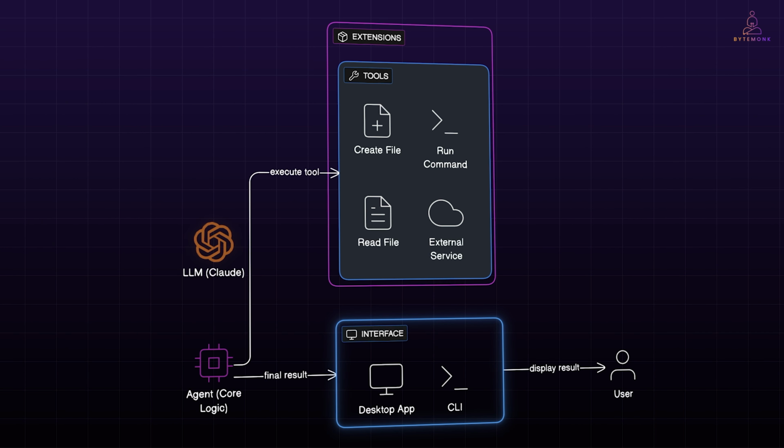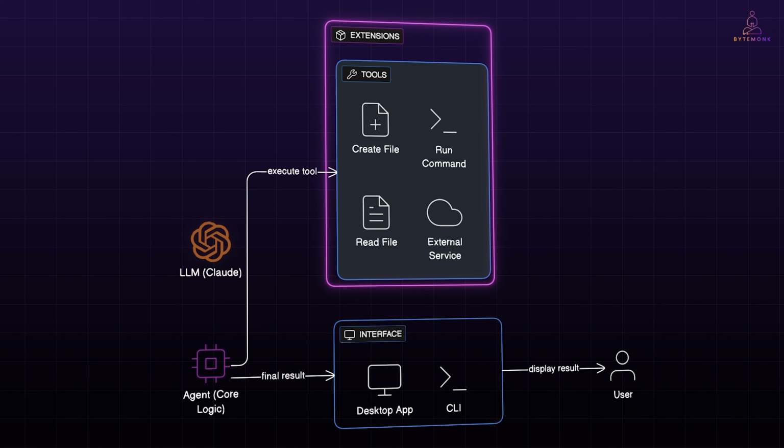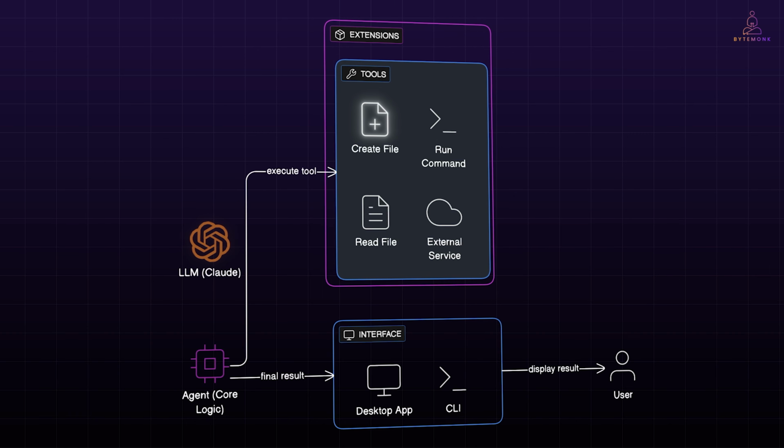First, the interface. That's the desktop app or CLI you interact with. Second, the agent which runs Goose's core logic and manages the interactive loop. Third, extensions, which give Goose specific capabilities like running commands, managing files, or interacting with external services.